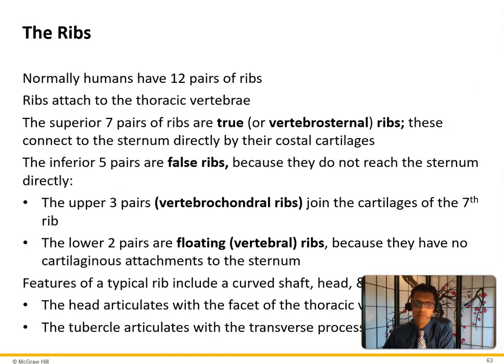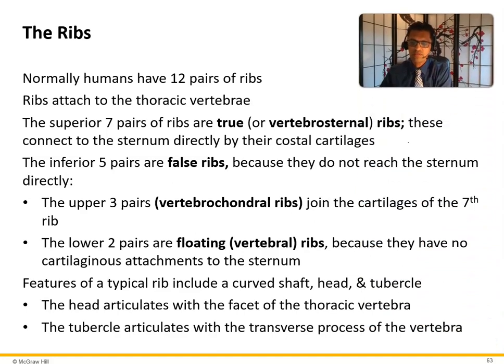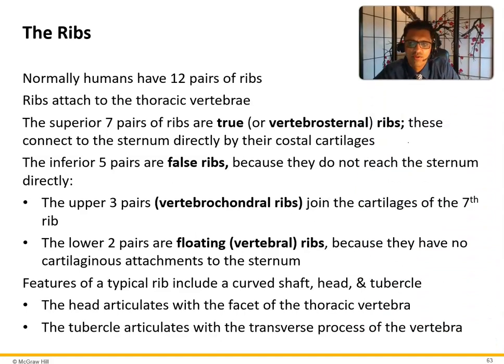Okay. Normally humans have 12 pairs of ribs, making 24 ribs. Ribs attach to the thoracic vertebrae. Now, we divide these 12 ribs into true, false, or floating. So the first 7 ribs, 1 through 7, are called true ribs because they have a true attachment to the sternum. These connect to the sternum directly by their costal cartilages. The inferior 5 we consider false ribs, so 1 through 7 are true, and then 8, 9, 10, 11, and 12 are false. A subset of the false ribs are 11 and 12 because they float.